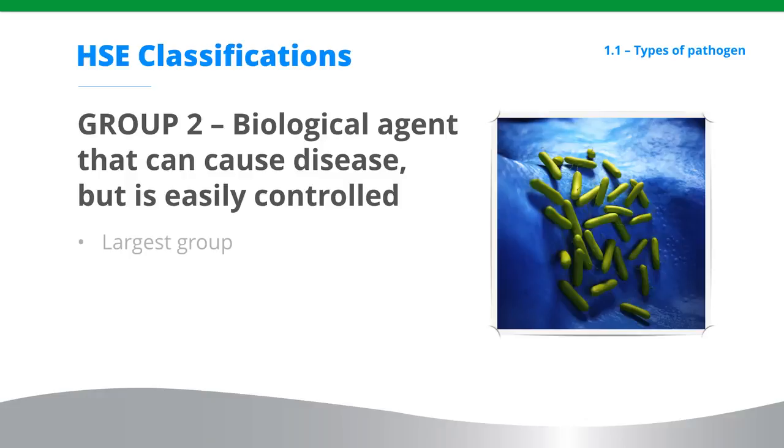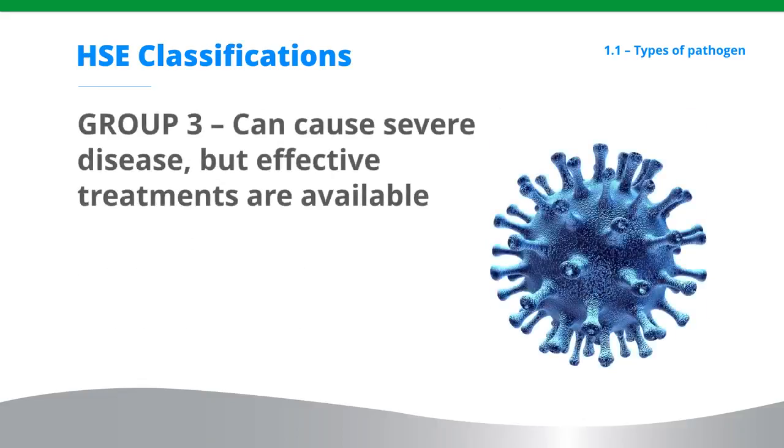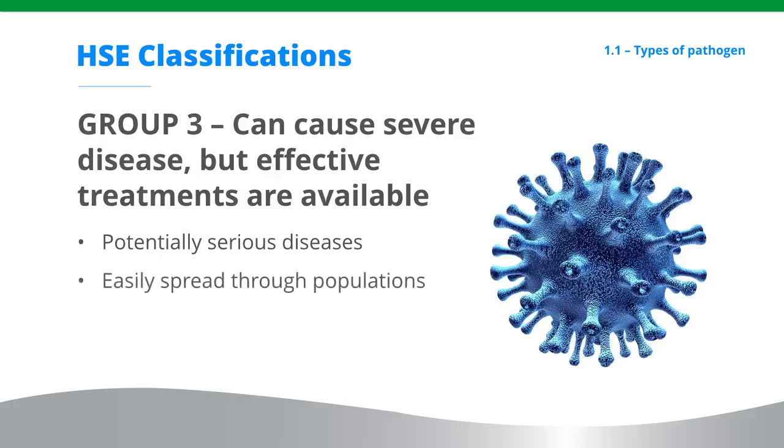Group 2 is the largest group by far. Organisms in this group may cause a wide spread of disease in the community, although there are usually swift and effective treatments available. Among the thousands of microorganisms in Group 2 are some that are encountered frequently. We will look at organisms that have a particular impact in the veterinary world later in this section of the module. Group 3 microorganisms are highly contagious and require very careful infection control procedures.